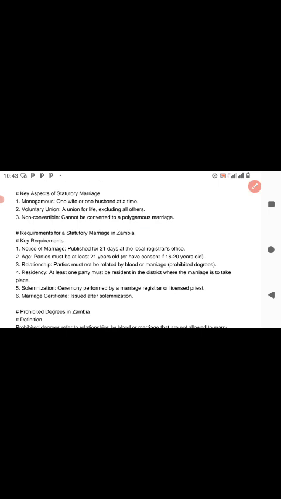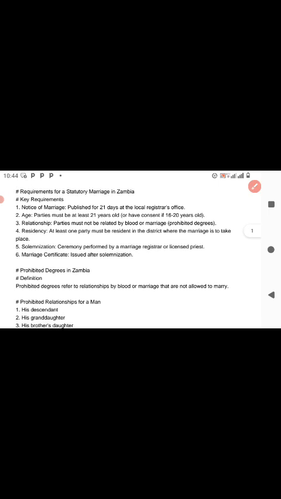All right, so let's continue and talk about the requirements for a statutory marriage. What are the key requirements for a statutory marriage? Number one, there should be a notice of marriage. This notice of marriage must be published for 21 days at the local registrar's office. So you must notify the registrar, which can be at the council, 21 days before that marriage, that there will be that marriage.